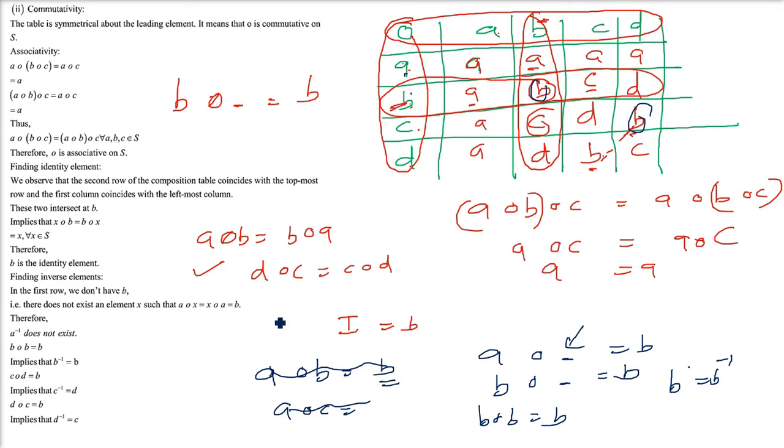C operation D is what? B. So this D is the inverse of C. So this is how D inverse is C, C inverse is D, and B inverse is B. I hope you have got the idea. The identity element is B. Identity element is simply such that when you operate it with any element, the value comes back. So you just have to see in the row and column at what point that value comes back, and that is going to be the inverse.